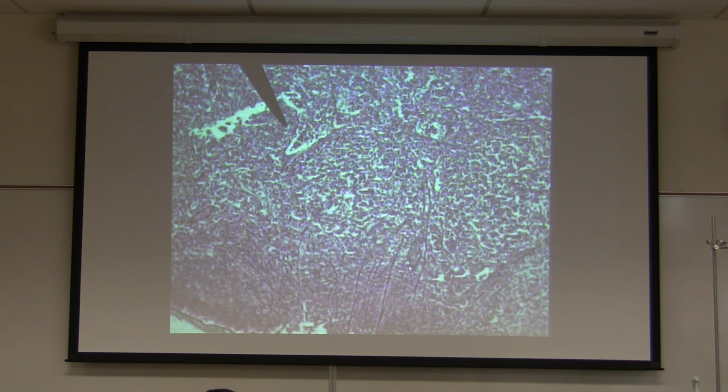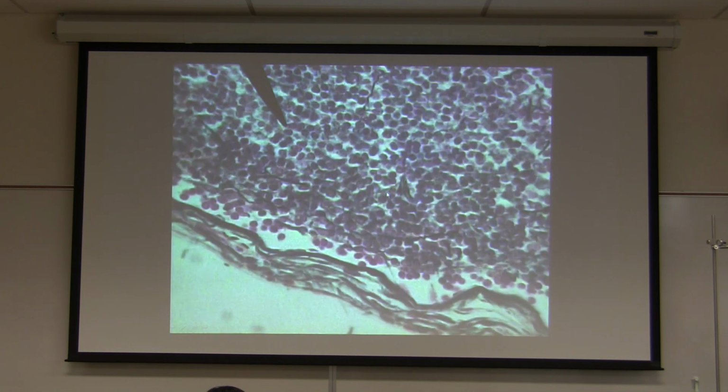Okay. What tissue? The black lines. Reticular connective tissue. What organ? Lymph node. This is a lymph node. You have them all over your body. And right here, reticular connective tissue. What is the name of the cell? Lymphocytes. Very good. Lymphocytes.